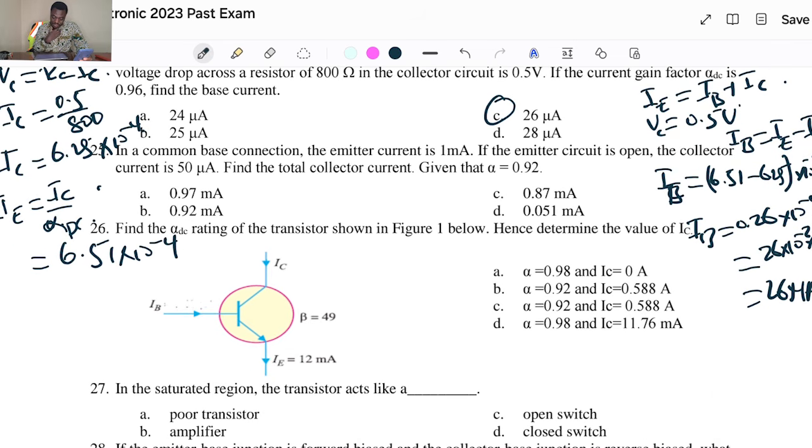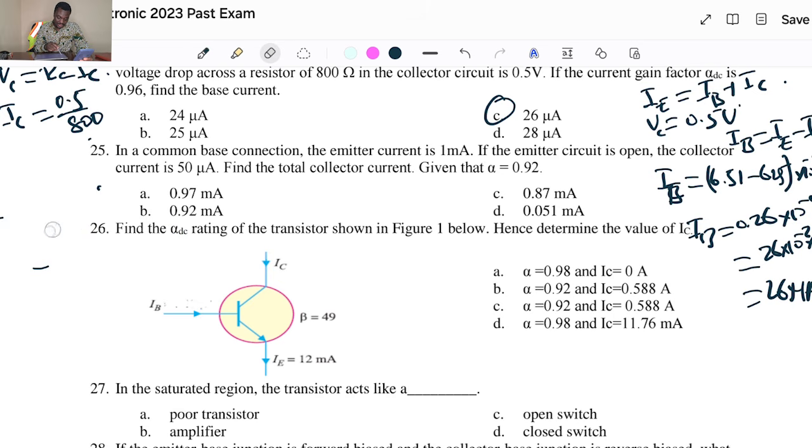Now moving on to question 25. Okay, let me clean some of this.